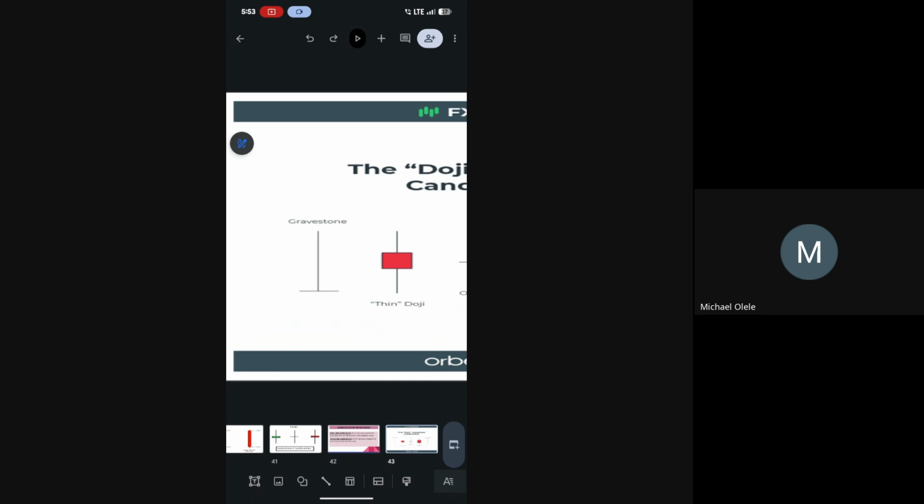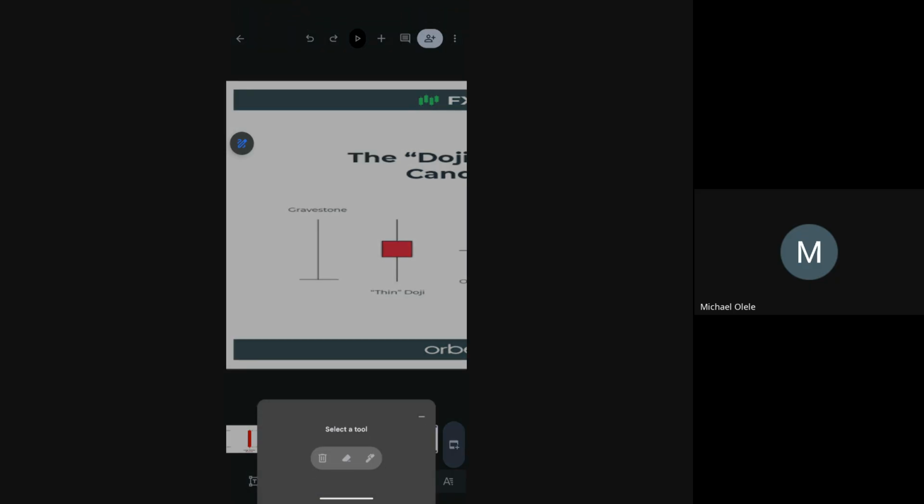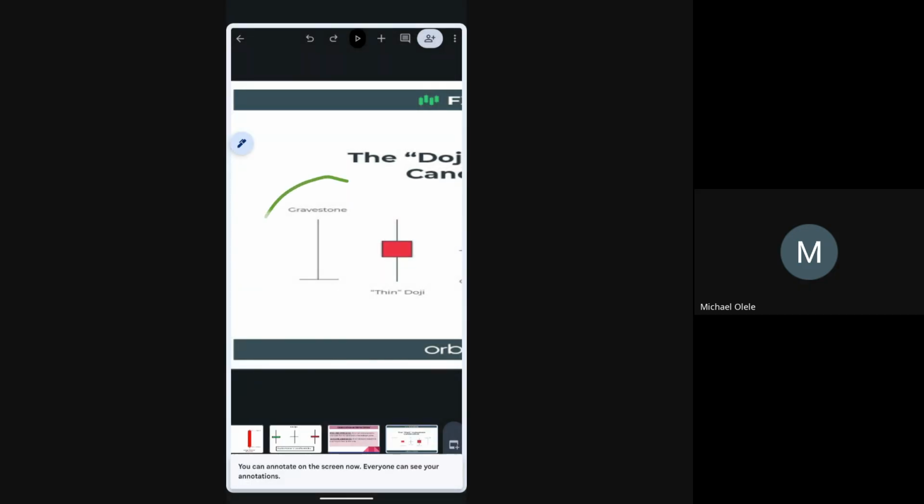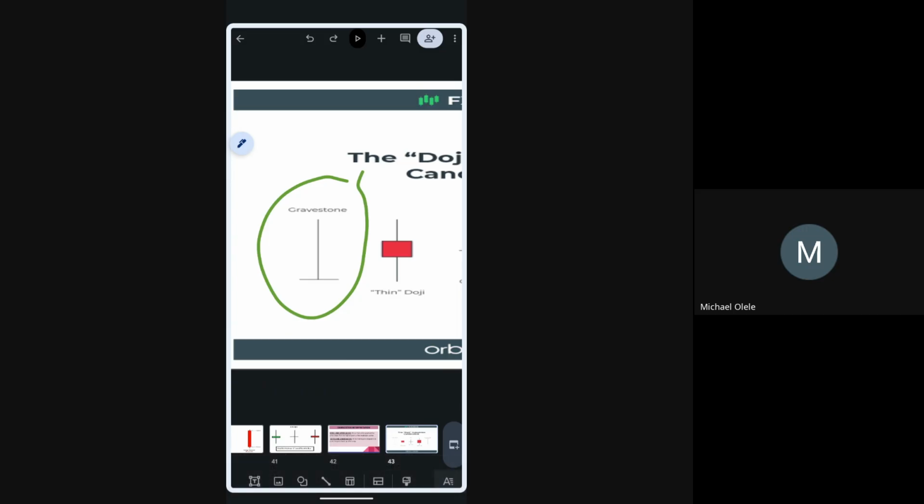Let me call on Mr. Sheye. Mr. Sheye, why does this candle look like this, sir? Tell us, why does this candle look like this? It's called gravestone candle, but tell me, beyond the name, can you look at the candle and analyze it for us and tell us what you think happened between buyers and sellers that made this candle look like this? Go on, sir.